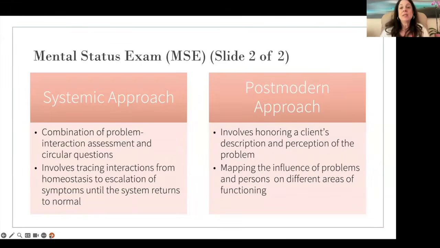So for example, let's say there is a child who's been diagnosed with ADHD or is being assessed for ADHD, you'd be looking at how ADHD has affected the child in their life and in what different contexts: at home, at school, with their relationships, with their siblings, with their teachers.